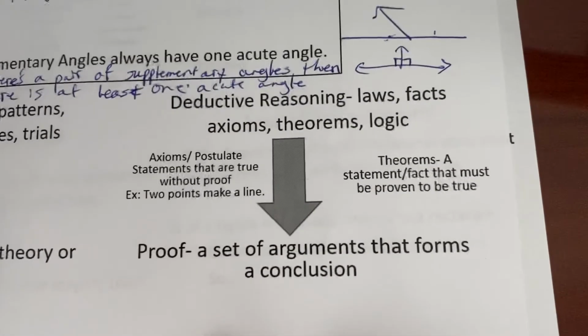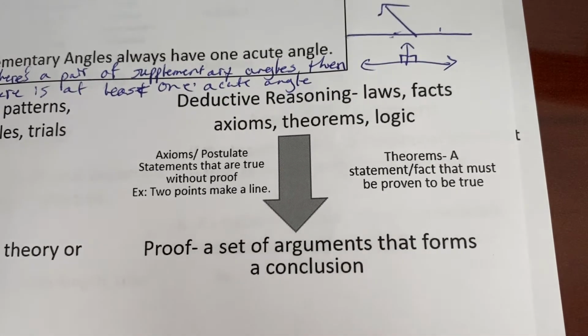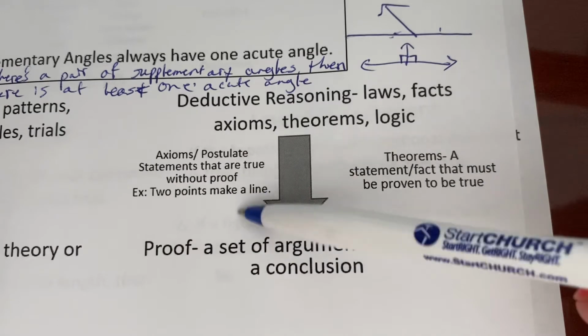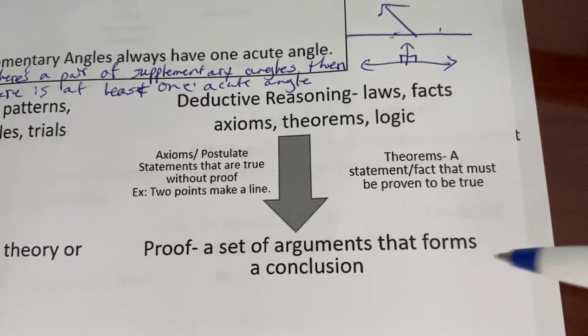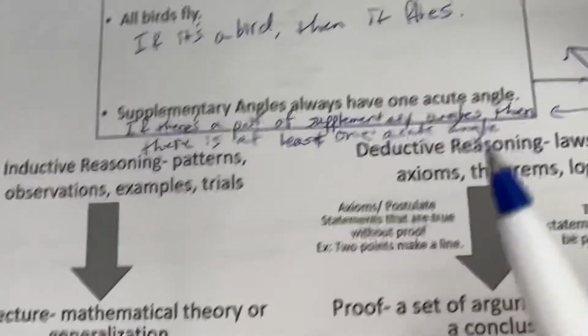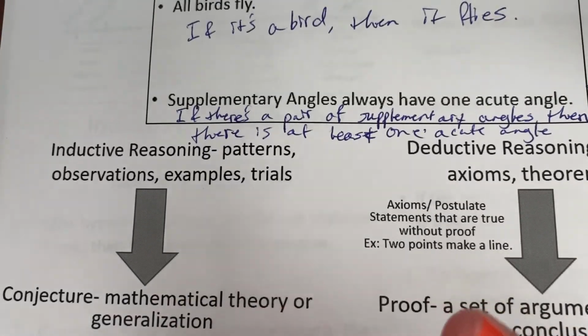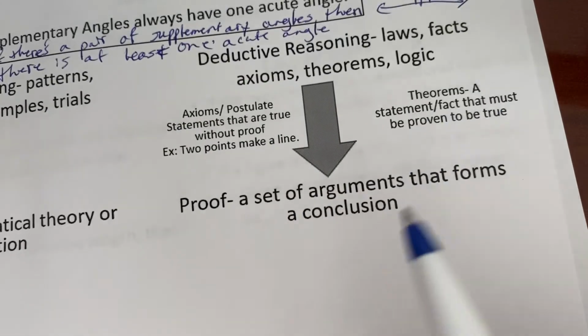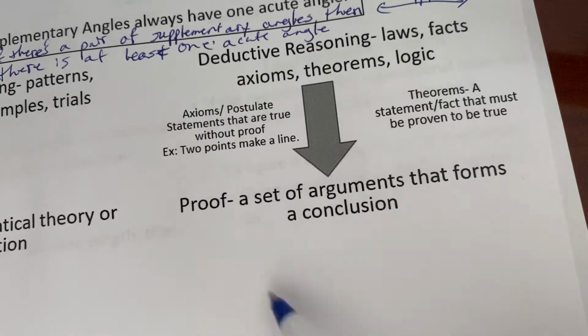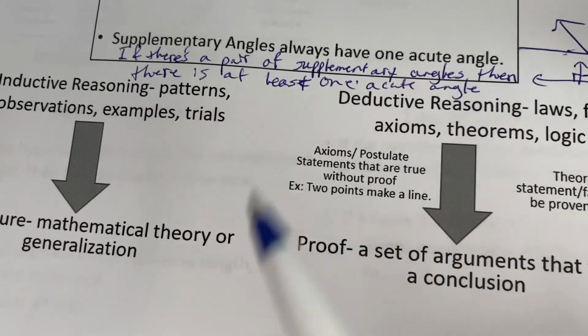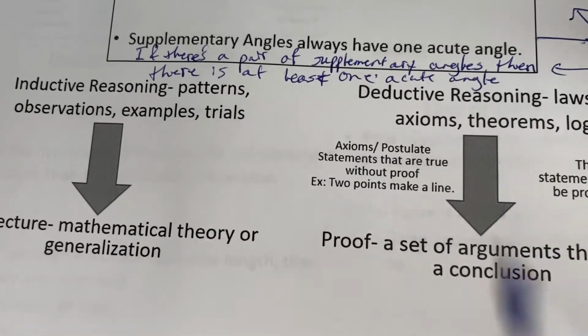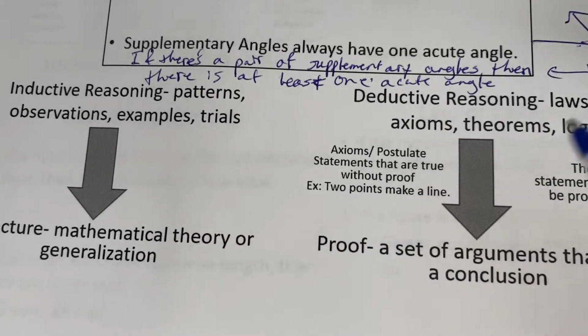Now for deductive reasoning, this is more of what we're going to be doing in this unit, where we're going to take laws, facts, axioms, theorems, logic. Okay, so it's a bunch of facts that leads to a set of arguments that forms a conclusion. Inductive is just a generalization. Deductive is a conclusion using definitions, theorems, axioms, laws, facts. If I had to pick between these two, which one would be more reliable? Deductive all the way. Deductive is more reliable.